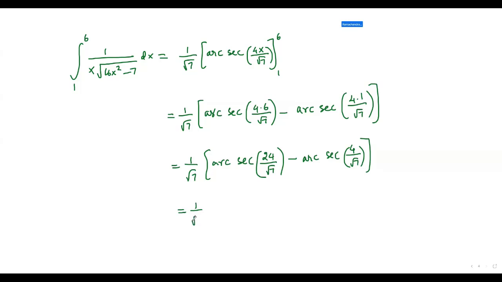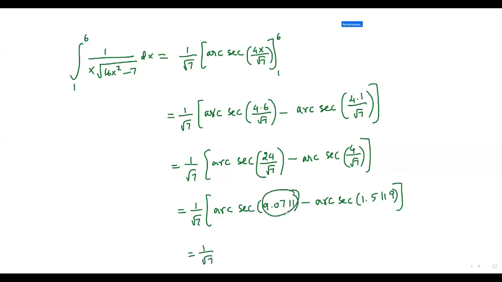Let me do it. 1 over square root of 7 times arc secant. First, let me evaluate this 24 over square root of 7. When I do evaluation of this one, I am getting 9.0711. Negative arc secant of, when I evaluate this 4 over square root of 7, I am getting 1.5119. Okay, now 1 over square root of 7. Now we have to evaluate the arc secant of this value 9.0711.